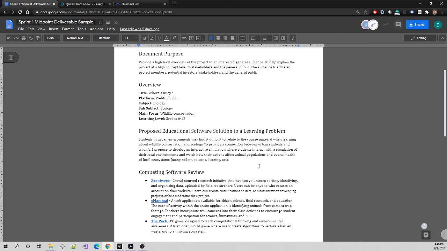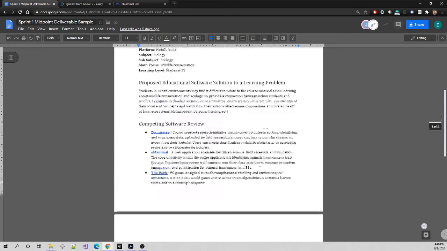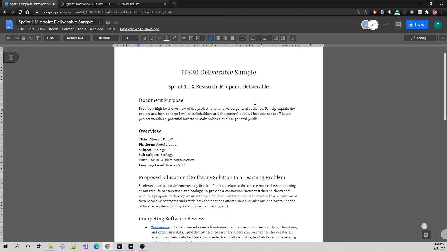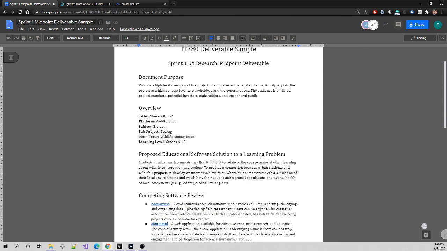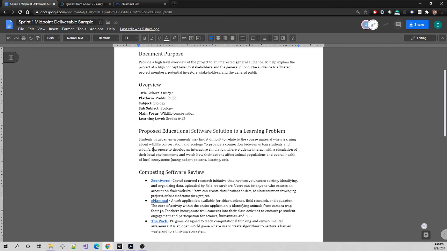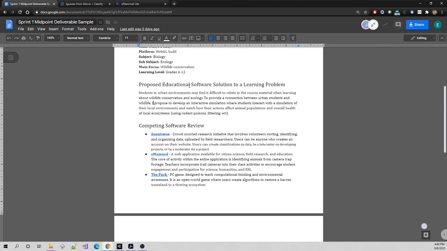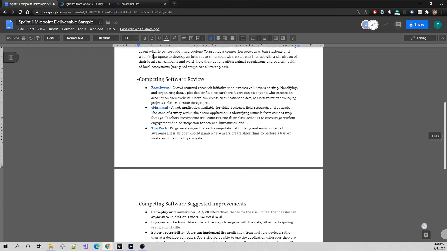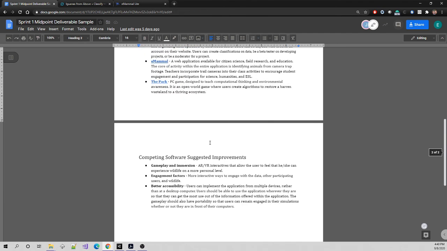And with that, I think you have all of the tools and knowledge necessary to write your own midpoint deliverable, with a document purpose, the overview, the proposed solution to a learning problem, and then reviewing some competing software and some suggested improvements on that software.